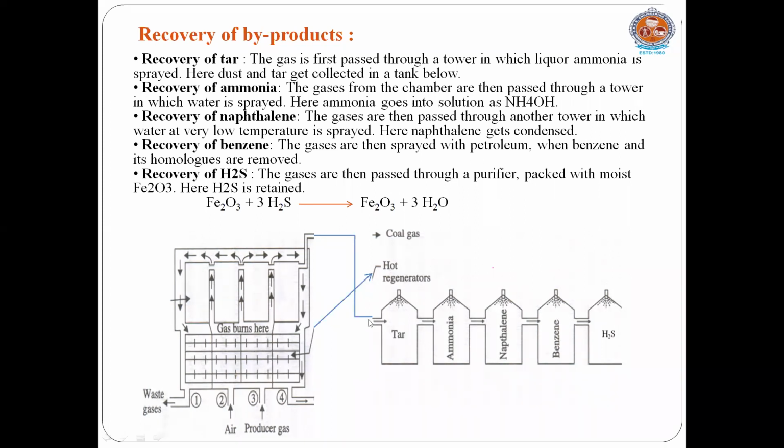recovery of byproducts. What are the byproducts that are recovered? So the recovered byproducts are: first one is tar, recovery of tar, recovery of ammonia, recovery of naphthalene, benzene, and hydrogen sulfide.